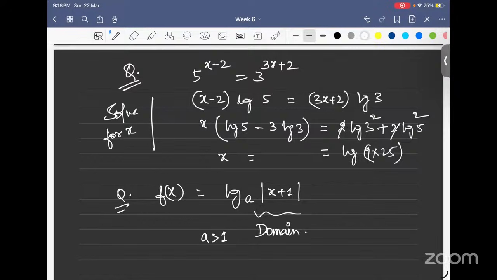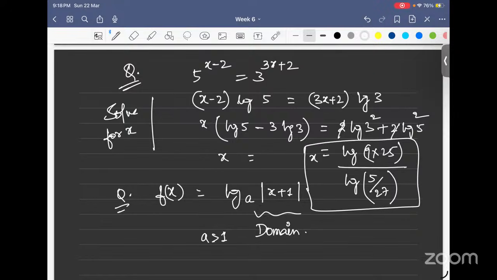And here what will we get? Divided by log of 5 upon 27. This would be the answer, right? Is it correct? Yes, sir. Okay, this is not an integer you'll be getting. It's some clumsy answer.